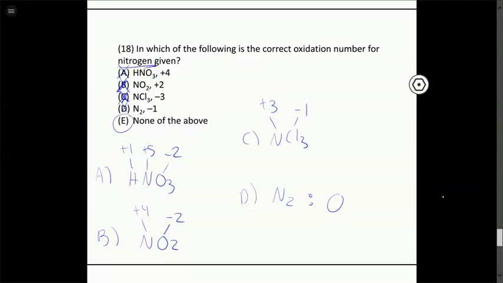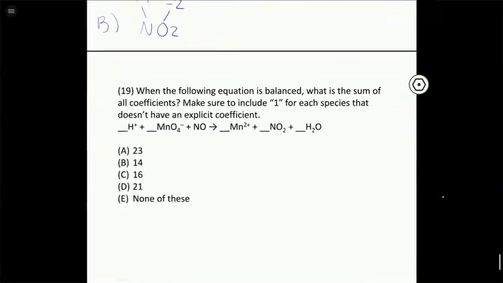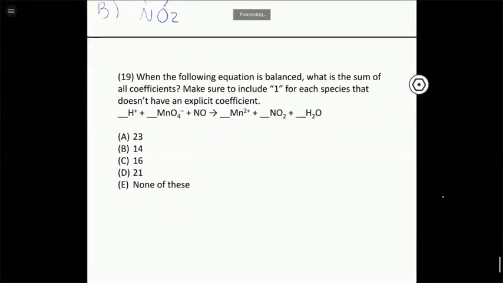So none of the above have the correct oxidation number for nitrogen. All these choices are wrong. It's going to be +5, +4, +3, and 0. Okay, questions on that? We're going to see those same ideas when we start balancing reactions. So for the last two, we're going to balance redox reactions.